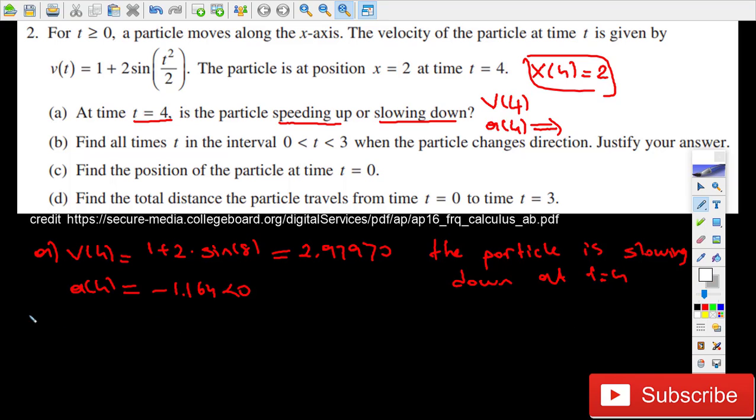In part B, it says find all times t in the interval 0 less than t less than 3 when the particle changes direction. We know the particle changes direction when velocity equals 0, and we should also observe the velocity changing sign from positive to negative or negative to positive. So first, we set the velocity equal to 0, and we come up with a value for t.